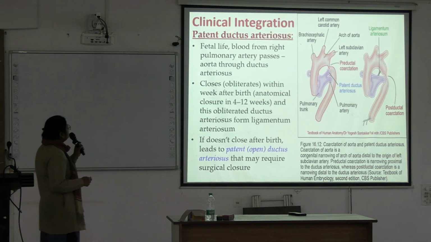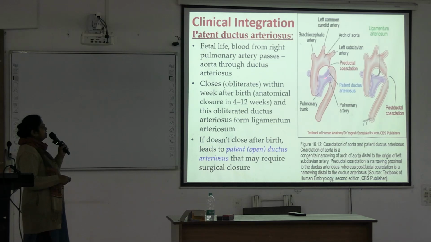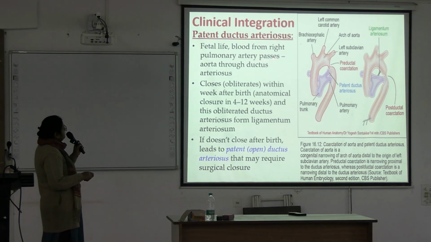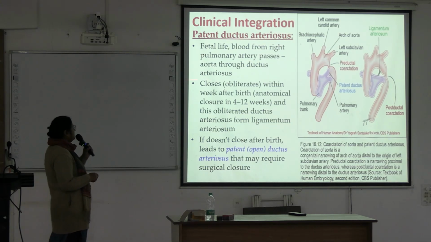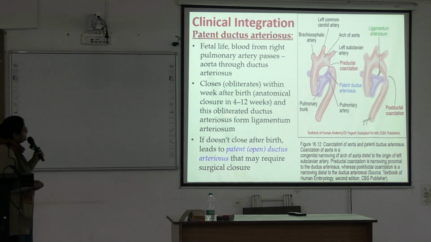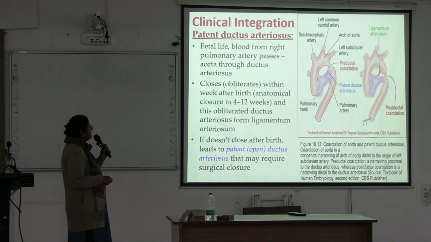Next we are going to patent ductus arteriosus. Here the ductus arteriosus has not obliterated to form the ligamentum arteriosum. In fetal life, blood from the pulmonary trunk, which divides into right and left pulmonary arteries, passes to the aorta through the ductus arteriosus, and it closes or obliterates within a week after birth. Anatomical closure occurs at 4 to 12 weeks, and this obliterated ductus arteriosus forms the ligamentum arteriosum.